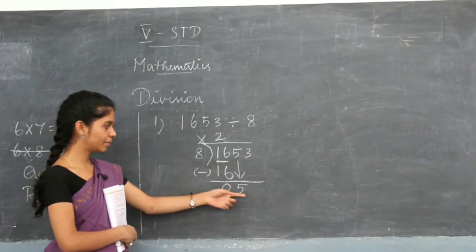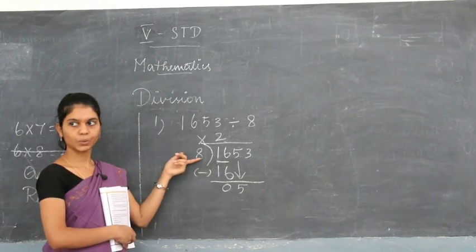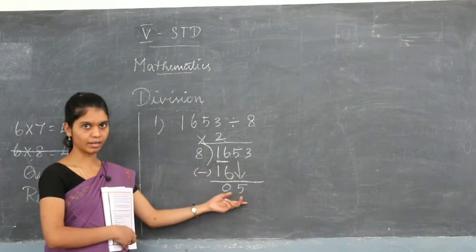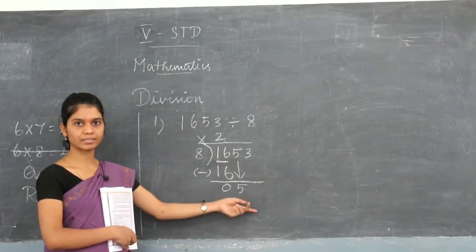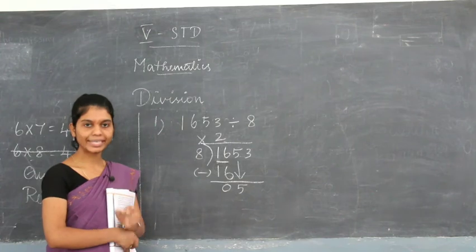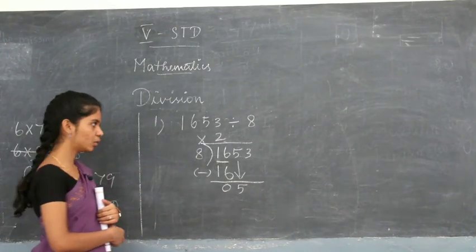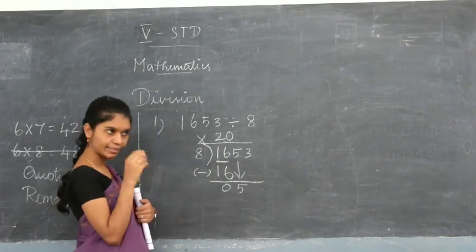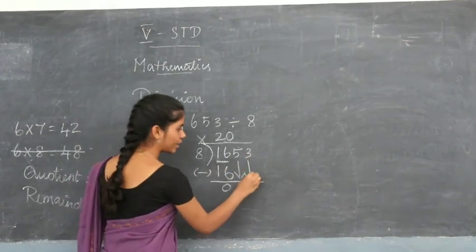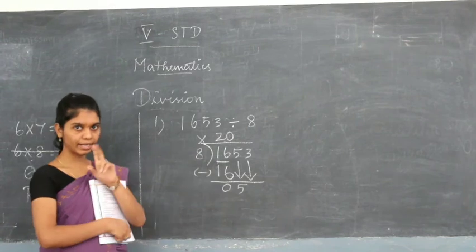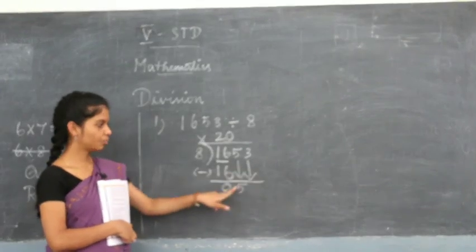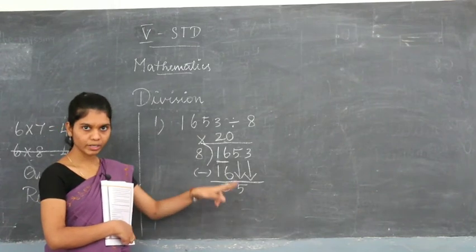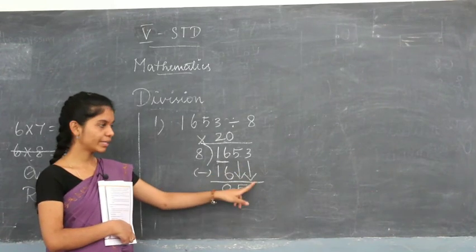Now look at this number and look at this number. Here you have 8 and here you have 5. Definitely 5 is smaller and you need the help of the next number. So whenever you need help of the next number, you will put 0 on the top, and then only you will bring the next number down. First you brought the first number down, 5, but 5 is not enough.